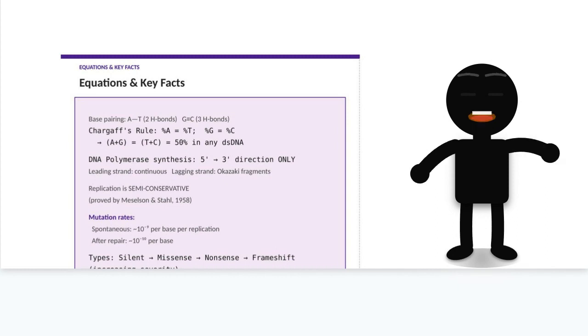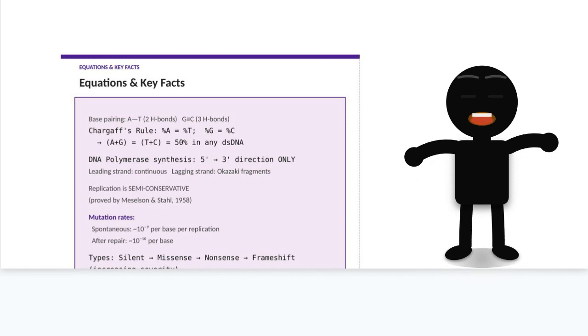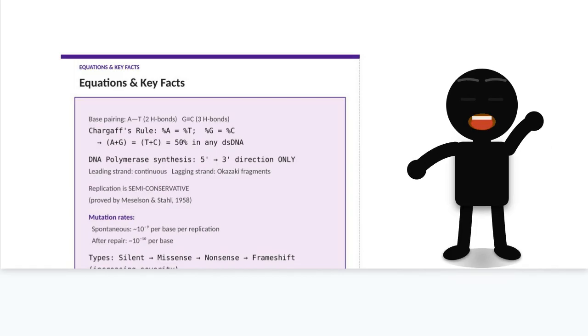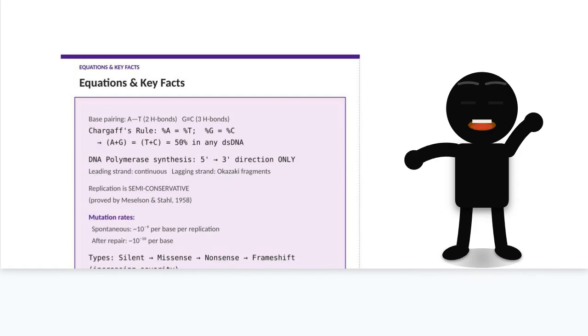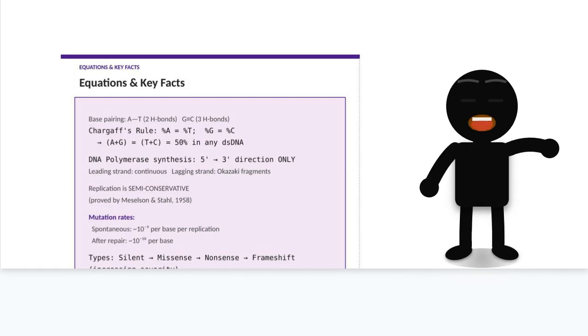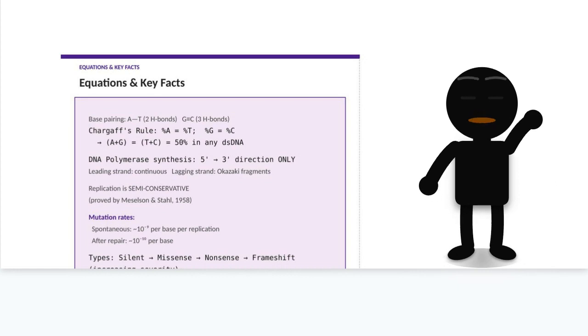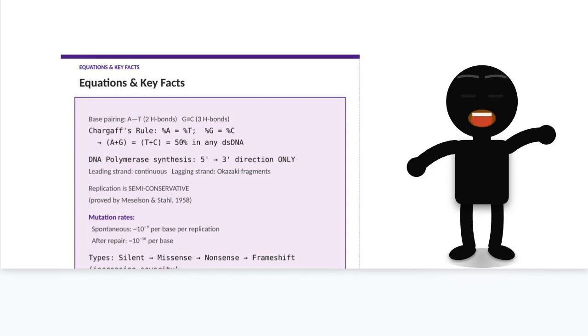The key facts to lock in for B004. Adenine pairs with thymine via 2 hydrogen bonds, guanine pairs with cytosine via 3. Chargaff's rule means the sum of purines always equals the sum of pyrimidines in double-stranded DNA. DNA polymerase synthesizes only in the 5' to 3' direction. This is non-negotiable in the enzyme's mechanism and explains why the lagging strand needs Okazaki fragments. Replication is semi-conservative, demonstrated decisively by Meselson and Stahl using heavy nitrogen labeling. Mutation severity generally increases from silent through missense, nonsense, to frameshift.